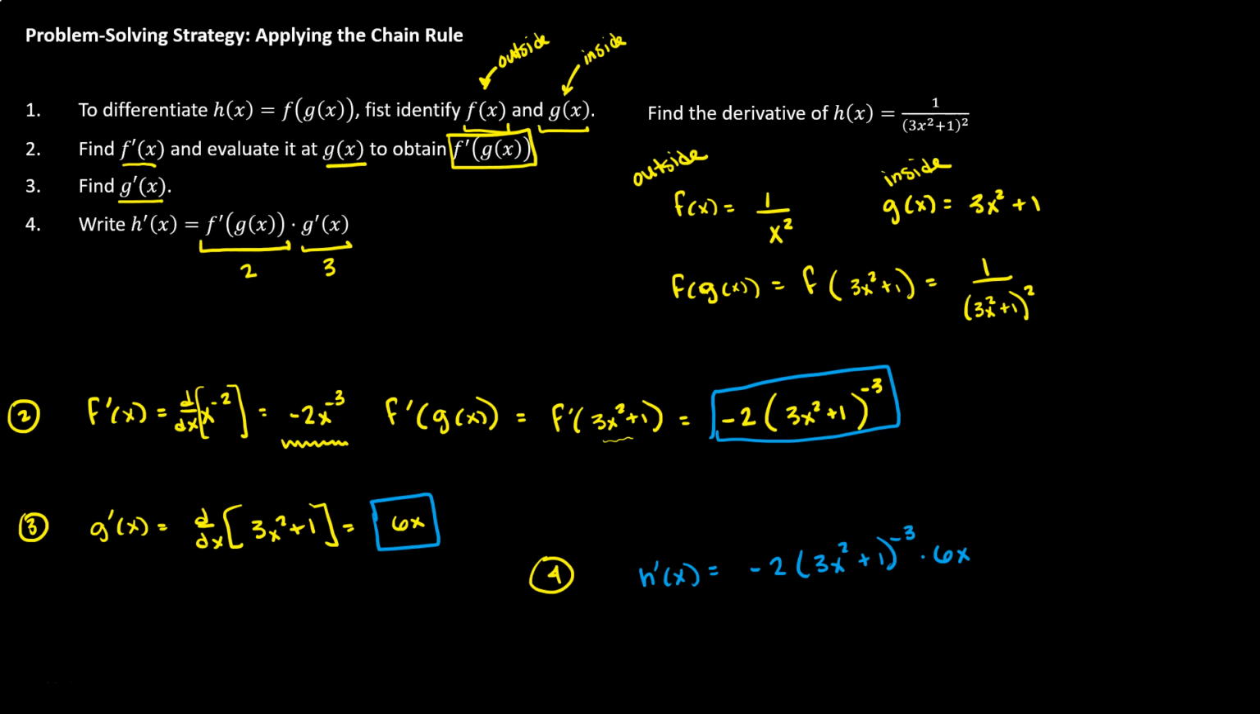Now, when I say we're done, I mean we're done with the real calculus part of things. The last step would be to write this using some algebra manipulation to clean it up the best we can. So maybe we take our negative exponent and rewrite it using a positive exponent, and maybe we multiply the constants -2 and 6. So our final answer for the derivative of that composition of functions, h of x, looks like -12x divided by 3x squared plus 1 quantity cubed.